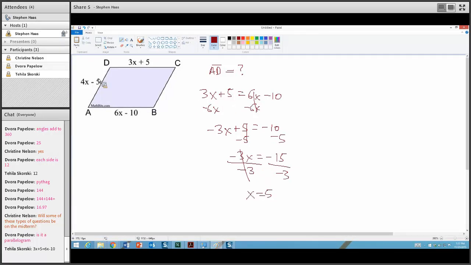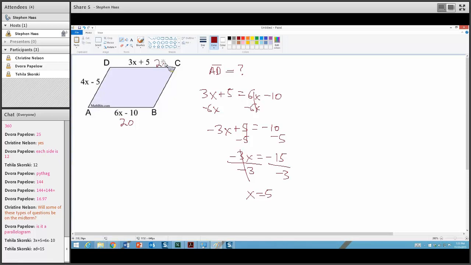Once we have x equals 5, we can figure out these. 6 times 5 minus 10 is 20. 3 times 5 is 15 plus 5 is 20 also. It better be equal because they're opposite sides of a parallelogram. And on the left side, 4x is 20 minus 5 is 15. That's right. And of course, that also tells you BC is 15. I didn't ask you what BC is, but you could figure that out in the same way as well.